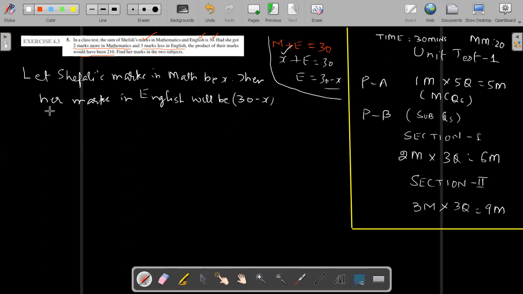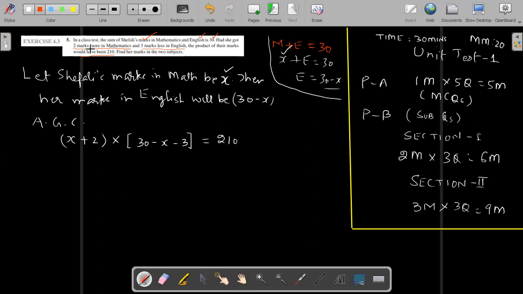Now, as per the given condition of the problem, the condition says that if she would have got 2 marks more in mathematics, what is the score in mathematics? x marks. 2 marks more means add 2: x plus 2. She would have got x plus 2 marks and 3 marks less in English. So English she got 30 minus x, but if she would have got less than this by 3, so minus 3, then their product will become 210. Are you getting my point?